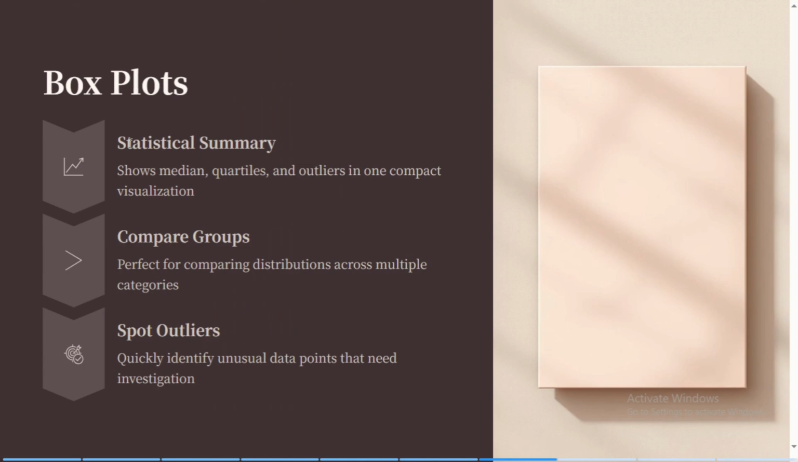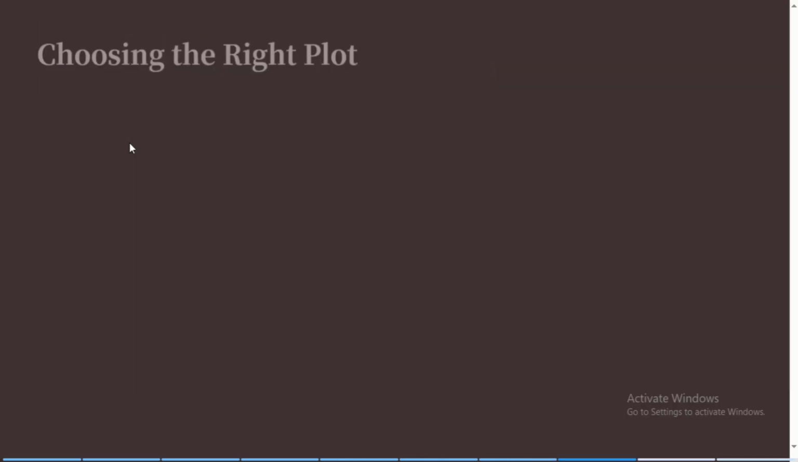Box plots. Box plots give us a statistical summary in one compact visualization. They show the median, quartiles, and outliers. Box plots are perfect for comparing distributions across multiple groups. They help quickly identify unusual values that need further investigation.